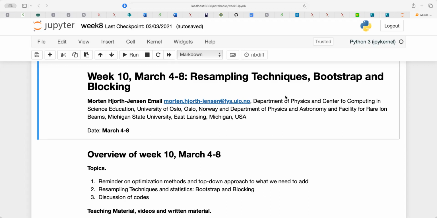And these are quantities which normally are taught in a very scattered way, unless you've taken a course in probability theory and statistics. So we will take a top-down approach first, and then we are going to go through the mathematics and the algorithms for two widely used methods. One is called the bootstrap, and the other one is called the blocking method. And then we will discuss different codes and what this means.